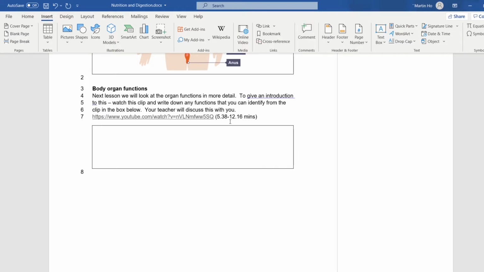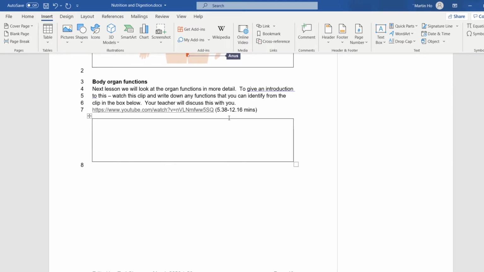To give you an introduction to this, I want you to watch this YouTube clip found here. It'll be linked in the description section below. While you're watching this video, write down any functions that you can identify from the clip in the box below, as well as any functions of the organs that you think you already know.